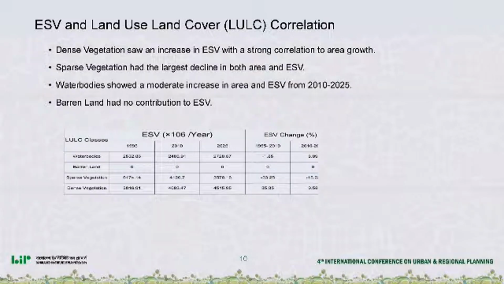Dense vegetation increased throughout the study period, but sparse vegetation declined, which resulted in an ESV growth, but due to the large sparse vegetation decline, the total ESV declined throughout the period. Barren land had no contribution to ESV.